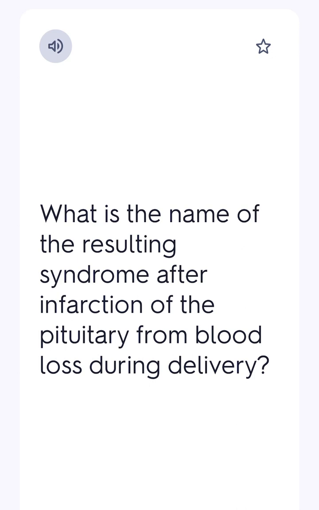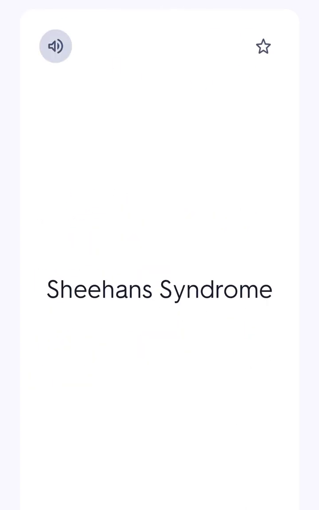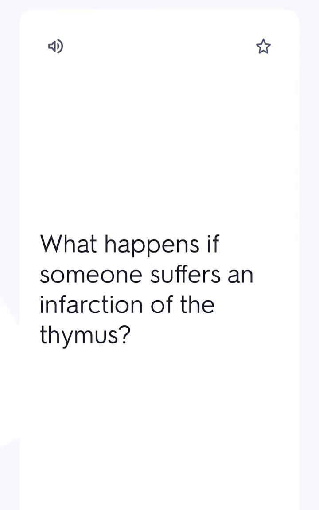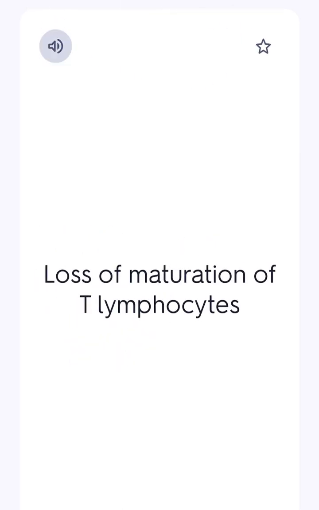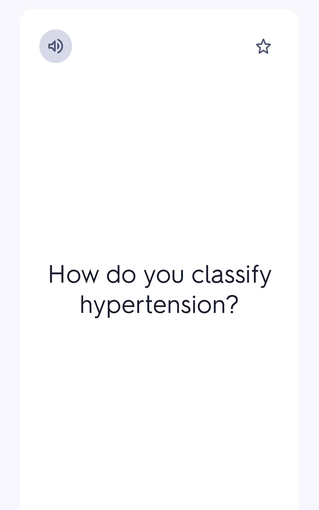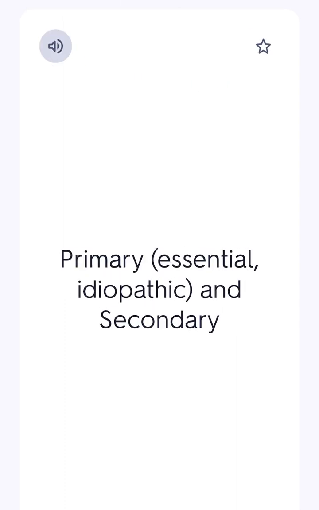What is the name of the resulting syndrome after infarction of the pituitary from blood loss during delivery? Sheehan syndrome. What happens if someone suffers an infarction of the thymus? Loss of maturation of T lymphocytes. How do you classify hypertension? Primary and secondary.